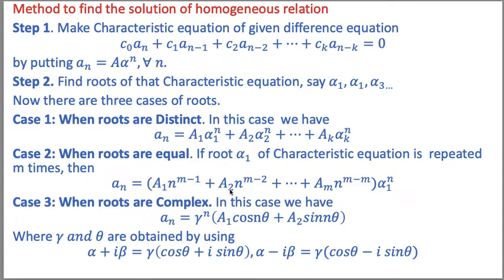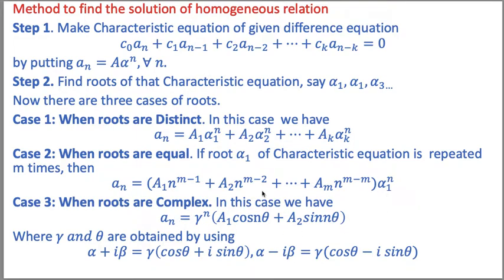So you may use any notation, but the solution of the characteristic equation, if the roots of the characteristic equation are repeated m times, then the solution of the recurrence relation will be of this form. But if roots are complex, in that case, we have an equal to gamma raised to power n, a1 cos n theta plus a2 sin n theta.